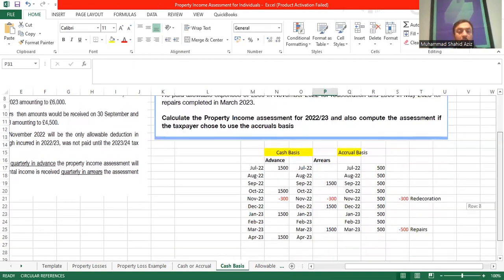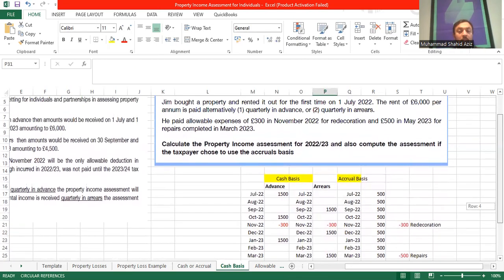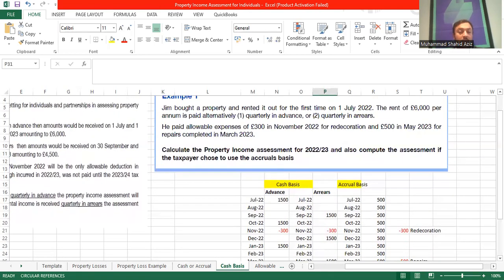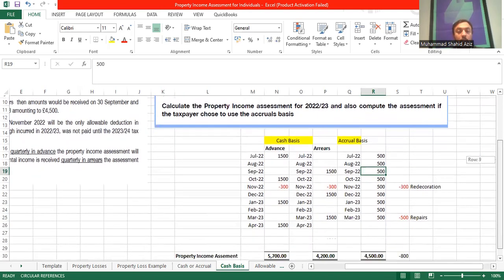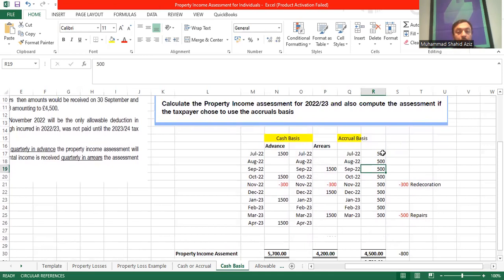Now we will come to the accrual basis. Accrual basis means it does not matter when we are receiving the money. Accrual means what actually we should have received. So what actually we should have received is 500 for each month. So the total is 4,500.